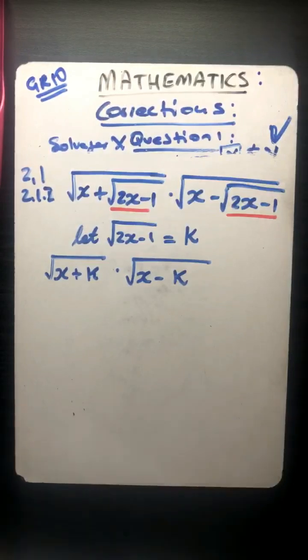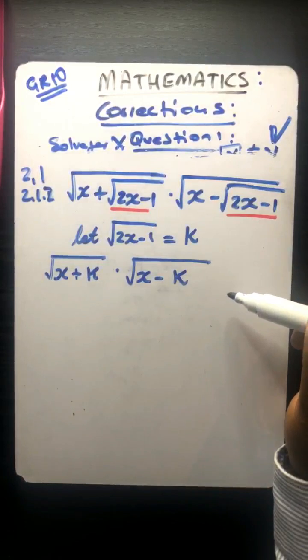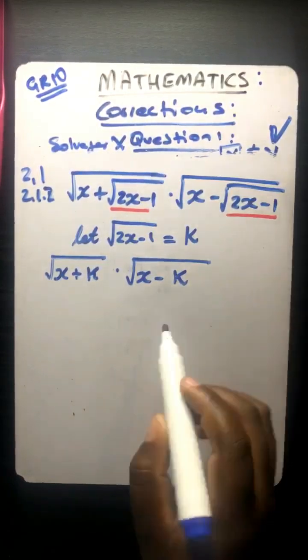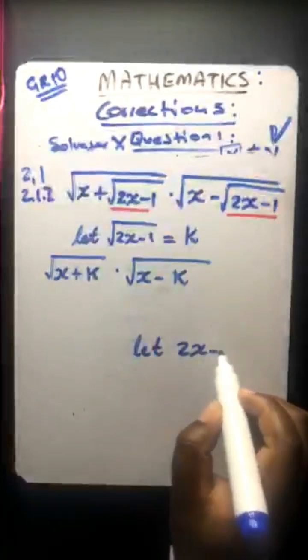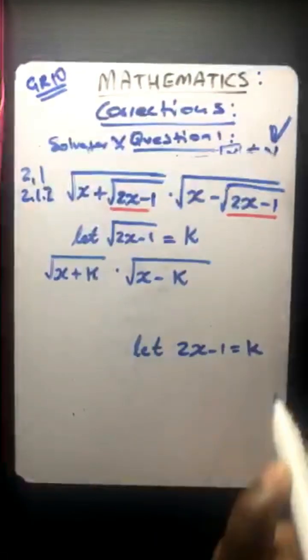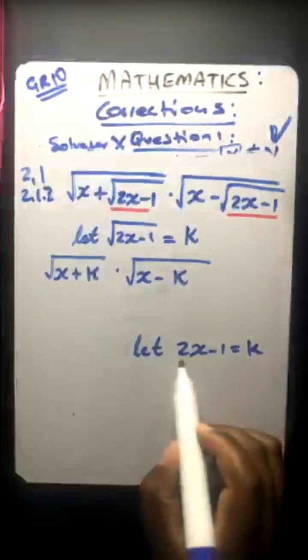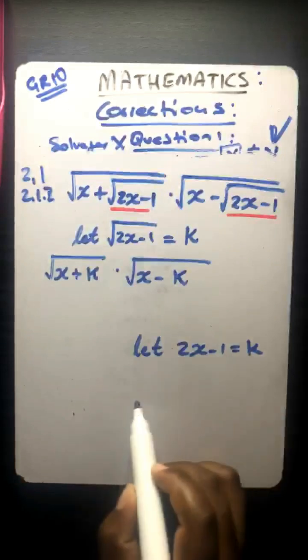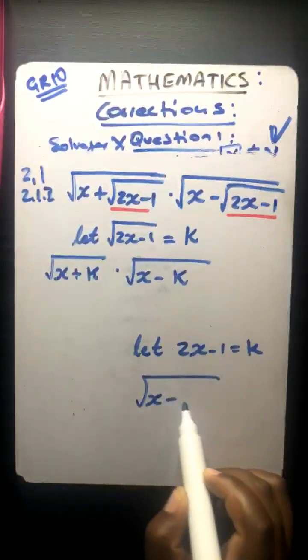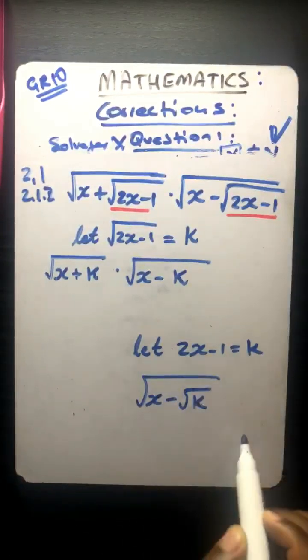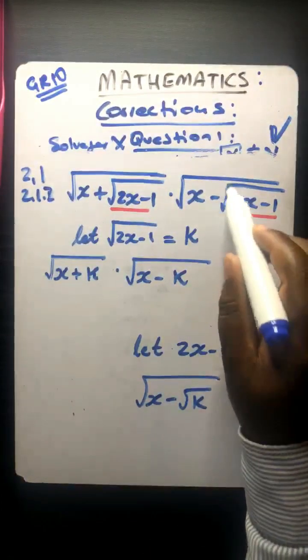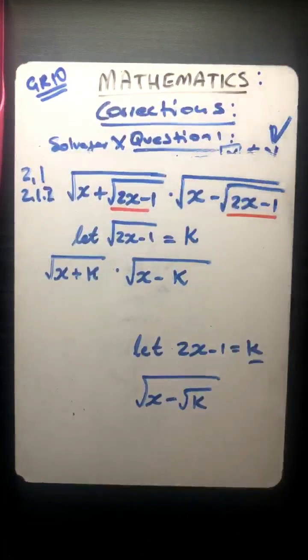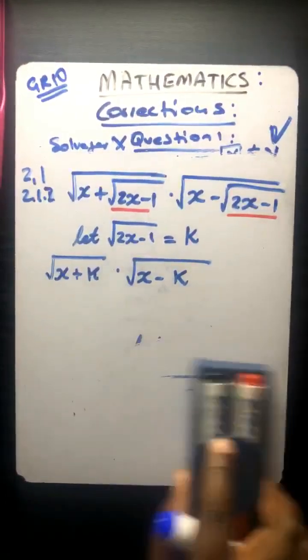Why do I not put the K under the square root? Oh, okay. It's because I did not say let 2x minus 1 be equal to K. If I had let that, then I would have had square root of x minus square root of K. But what I did was say let the whole of that, having a square root, be equal to K. So that is why I'm no longer having that.